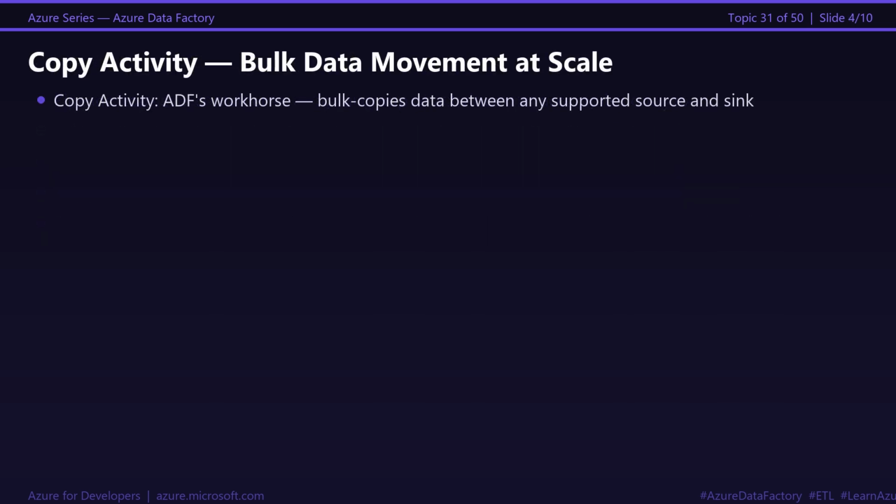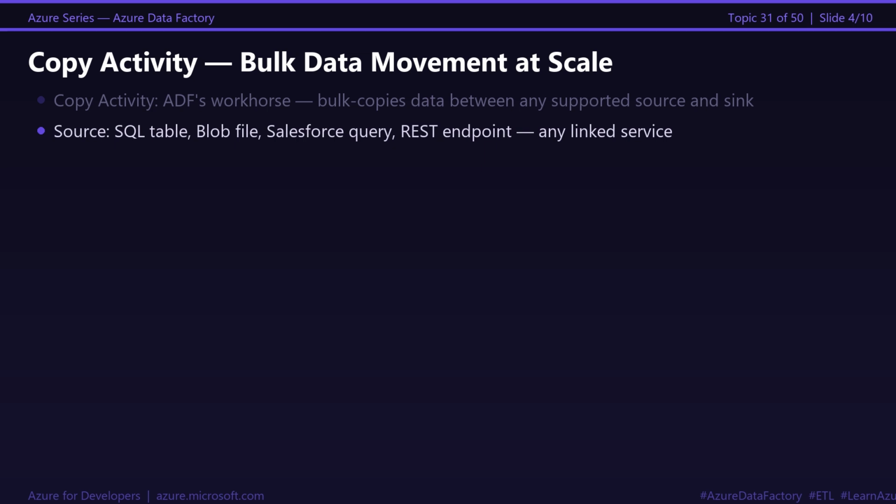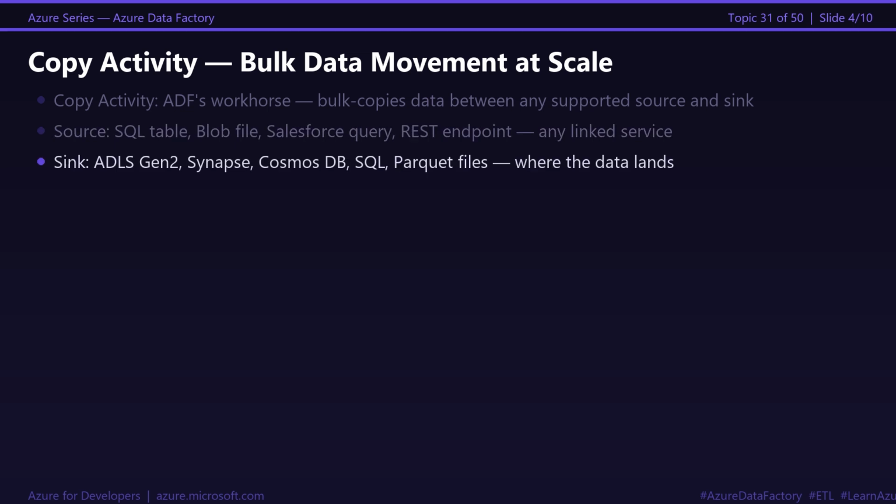The copy activity is what ADF was originally built around and remains its most used feature. Source and sink define where data comes from and where it lands. ADF handles connection pooling, REST pagination, partition reads for large SQL tables, and writing Parquet files to ADLS.